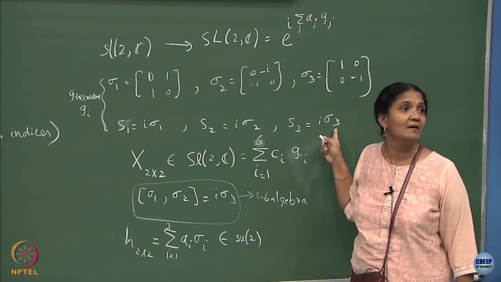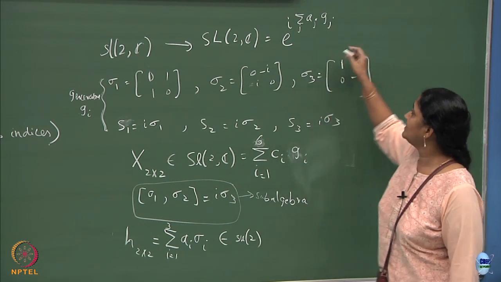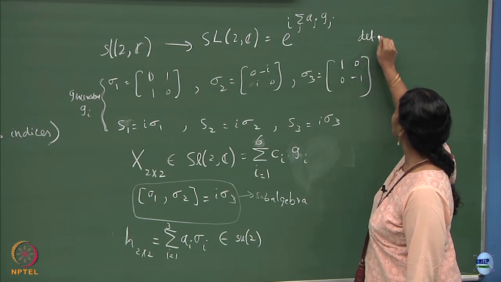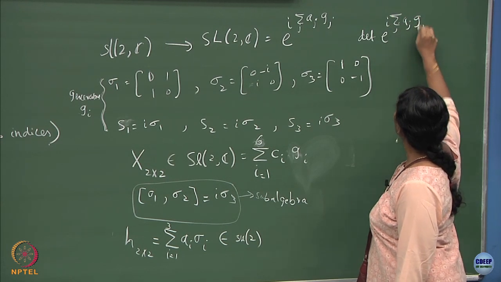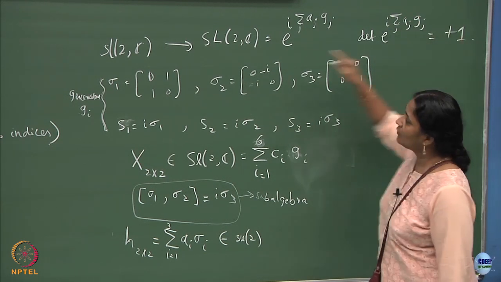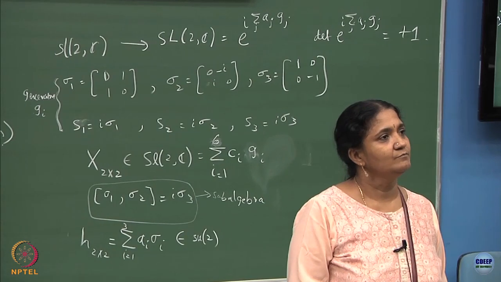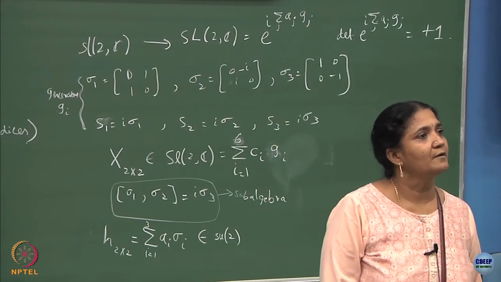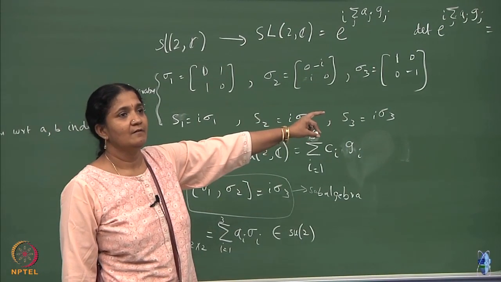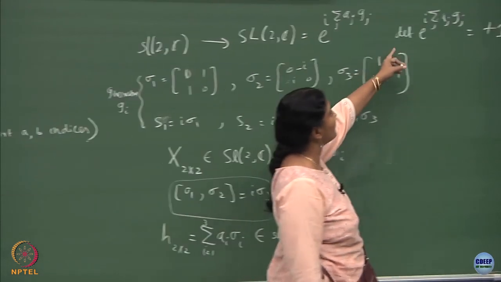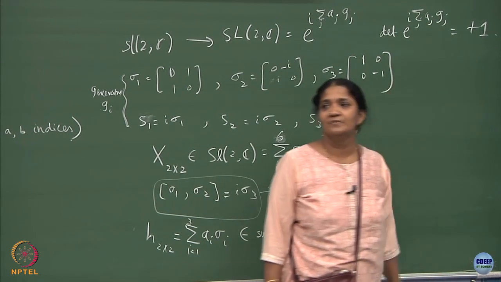which are going to determine your Lie algebra, and this element must have determinant to be plus 1. That is the meaning of saying it is special linear group, okay. That is the important requirement. And once I put that condition on the determinant of an exponential, okay, try to think of it as matrix representations.